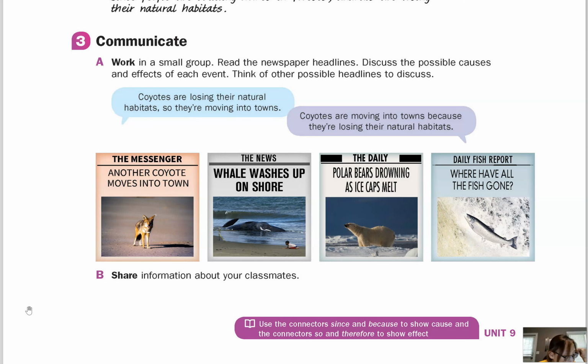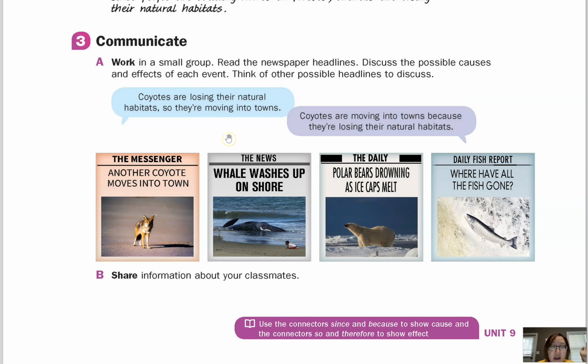Okay, so let's take a look at the second one. We might say, whales are washing up on shore, or you can just say whales are washing up, because that means they are washing up on shore. So whales are washing up on shore because of ocean pollution, or pollution of our oceans.